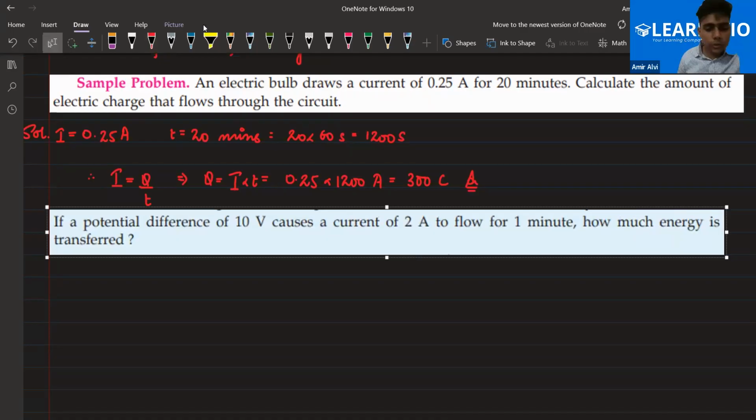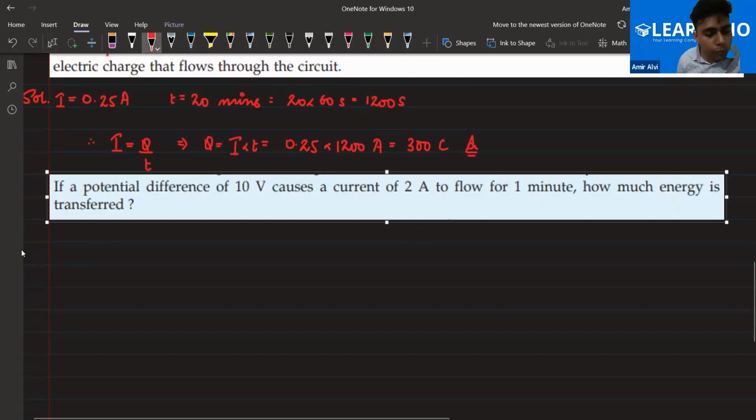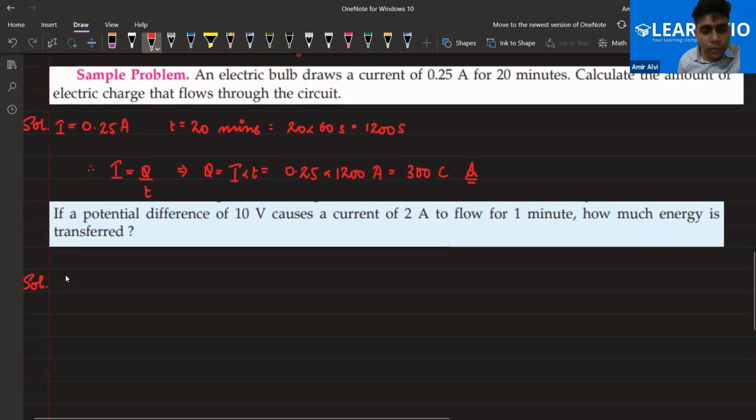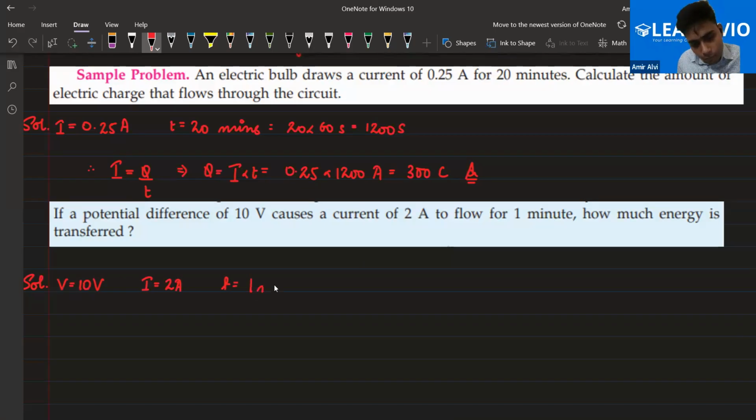So as you can see, everyone, it consists of both the topics, the electric current and the potential. It's a very simple question. It says that a potential difference of 10 volt between two points causes a current of 2 ampere to flow, because the electric current flows due to potential difference. It's like a waterfall. This is for the time of 1 minute, which means 60 seconds, right?